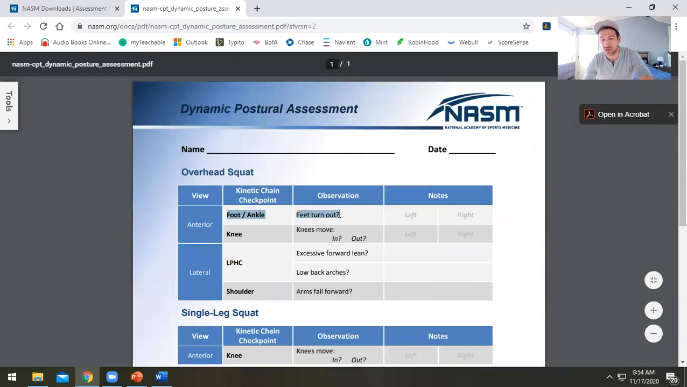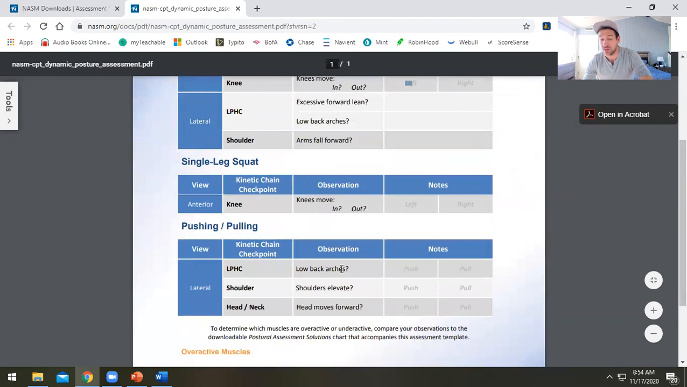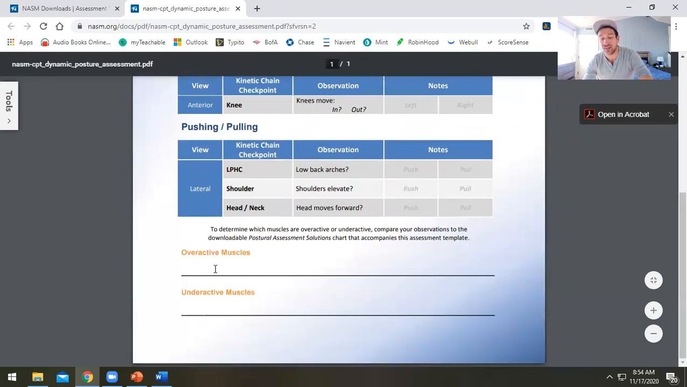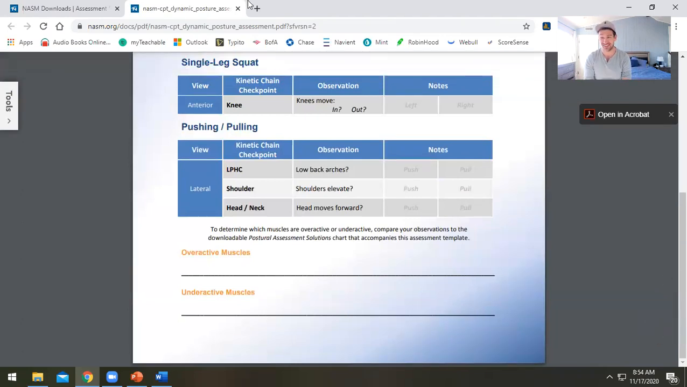So in the anterior view, did the feet turn out? If it happened on the left, circle it. If it happened on the right, circle it. Did the knees cave in, left and right? Do they have an excessive forelean? You can just write yes in here. Or did the arch? So these are all the observations. Low back arch, shoulders elevate, right? And then that gives you a space to write the overactive, underactive muscles, although to be fair, it's not actually really enough space.